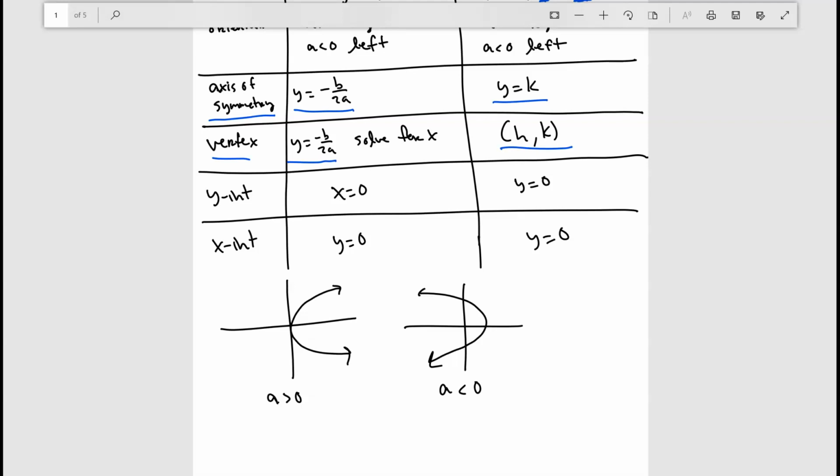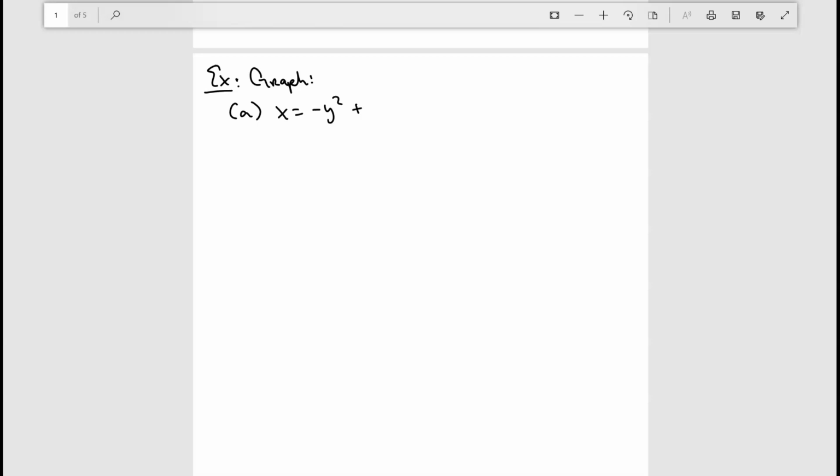So let's do this problem. Let's first start by graphing. So let's say we wanted to graph our first one, x equals negative y squared plus 2y plus 8.